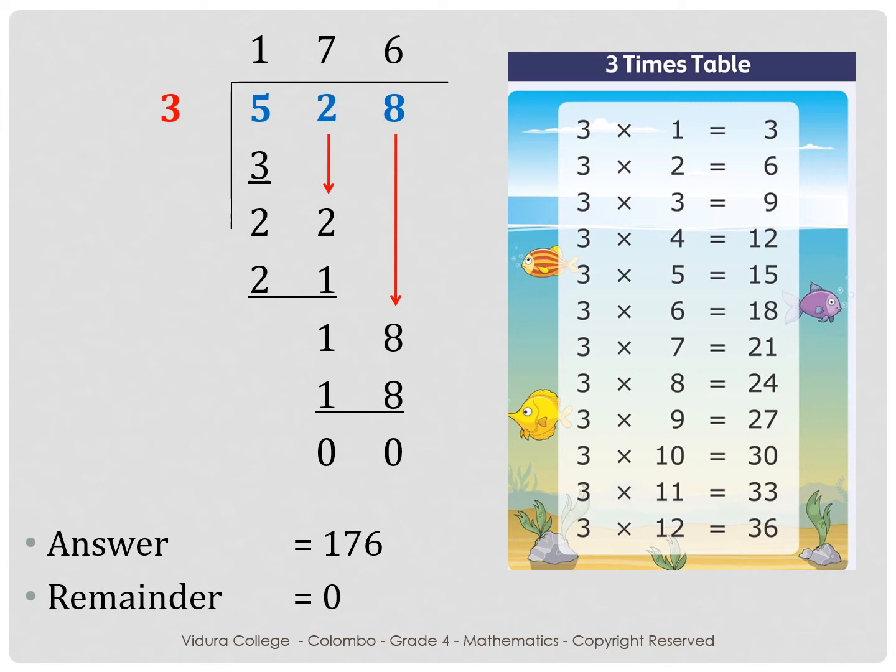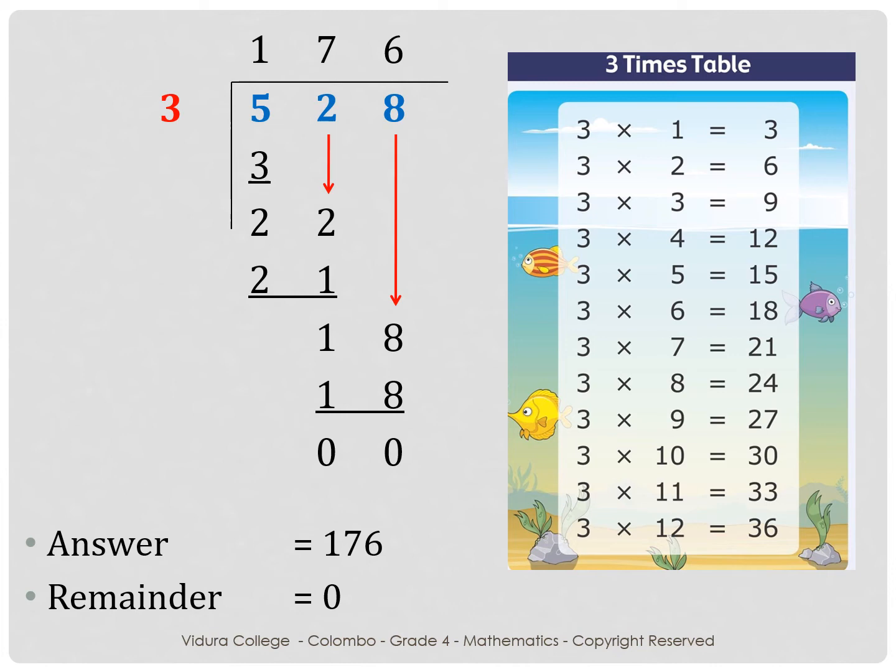Now, you want to multiply 3 into 1. 3 times 1 equals 3. As shown below 5, you want to write 3. Now, you want to deduct 3 from 5. So, the answer is 2. As shown, you want to write it down. So, next move to the next digit now. Now, you want to bring the next digit down, that is 2, as shown.